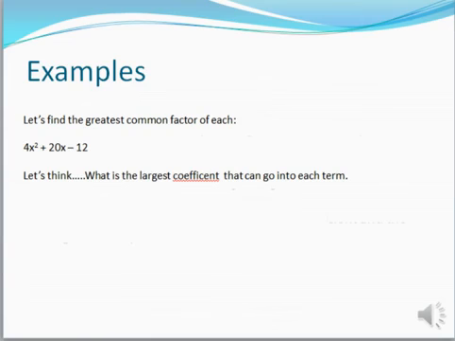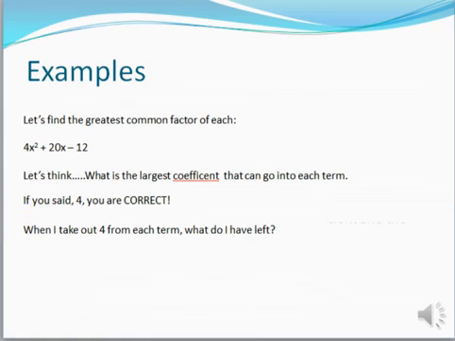If you said 4, you're right. Now, if you want to go even more in depth into this, we can look at what we have left when we take 4 from each term. If I take the 4 out of 4x squared, I'm going to have x squared. If I take the 4 out of the 20x, I have 5x. And if I take the 4 out of the 12, I get that 3, right?